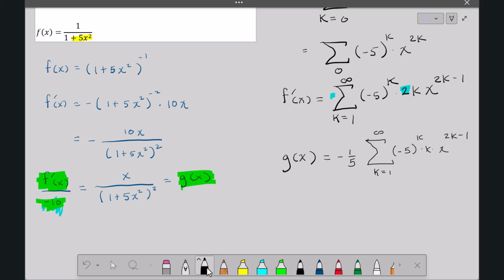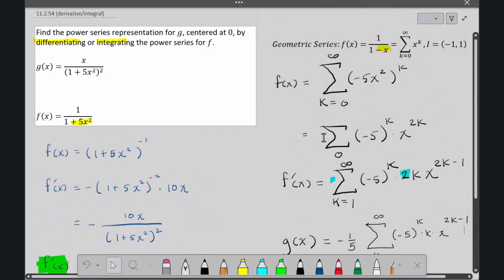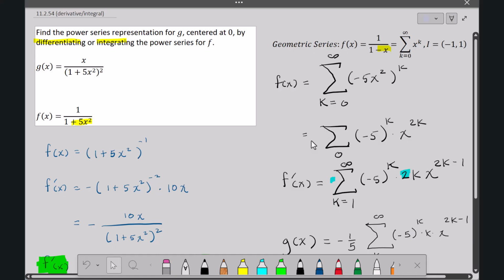So there is the power series representation for g. That is it. Now, interval of convergence. A power series is not complete without its interval of convergence. When you differentiate or integrate, you can lose or gain convergence at the endpoints. So what we need to know is the interval of convergence for f. Once we know that, and then we differentiate, we would have to test our endpoints.